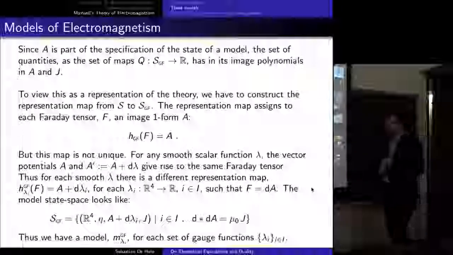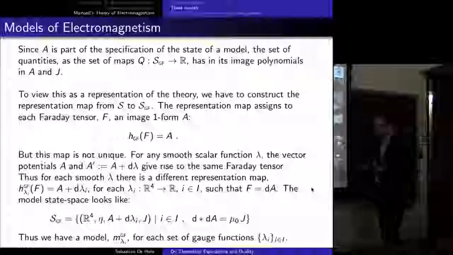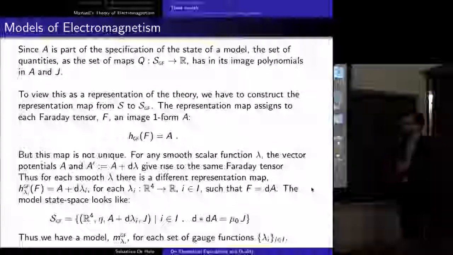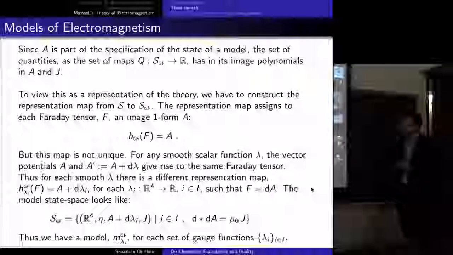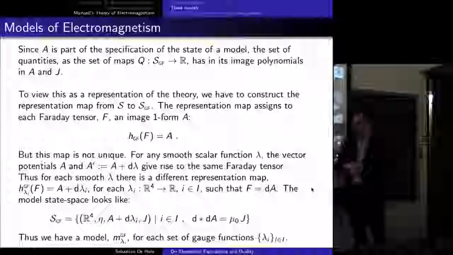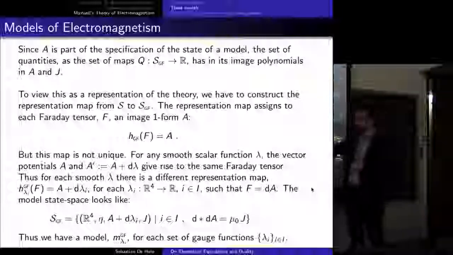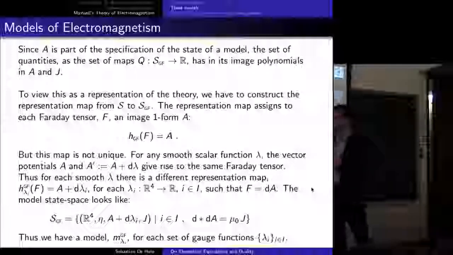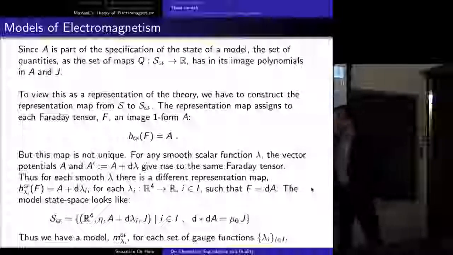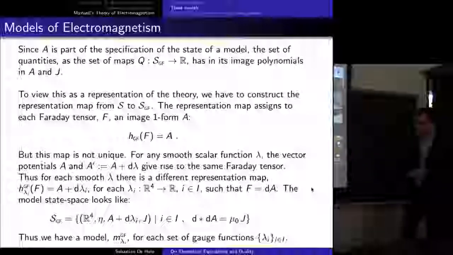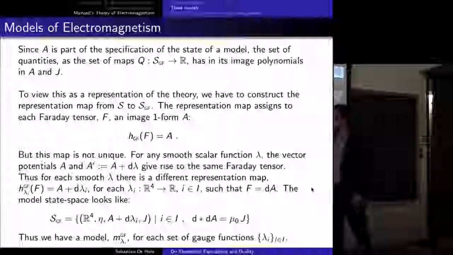Okay, since A, the gauge field, is part of the specification of the state space of a model, the set of quantities are now, like they were before, the set of maps from the state space to the reals. So it has in its image polynomials in A and J. So to view this as a representation of the theory, you have to construct a representation map from the state space of the model, namely the space of Faraday tensors, to the new state space, the state space of one-forms. So here is the map, and such a map exists because we are on R4, so we can always assign a one-form potential to a given Faraday tensor.